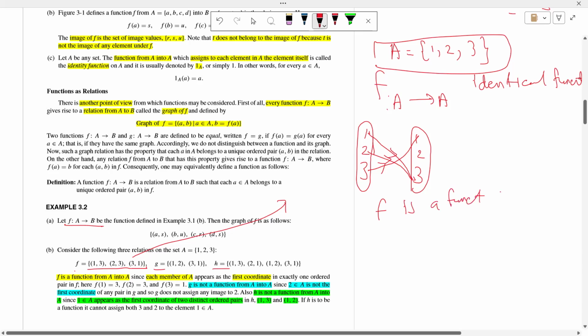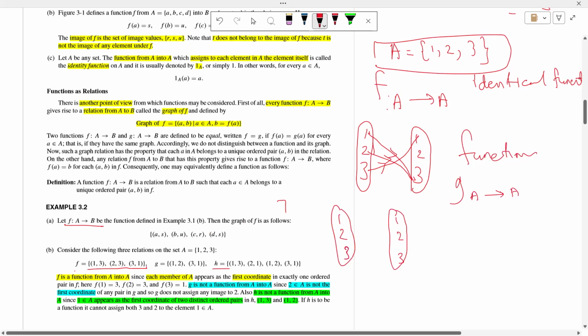Similarly, can you draw the function graph for g? How do we draw the function graph for g? g is also an identical function from A to A, right? Here the domain has 1, 2, 3 and the codomain has 1, 2, 3. In the relation, the first element is the domain element. So 1 relates to 2. The next one, domain element 3 relates to 1, right?